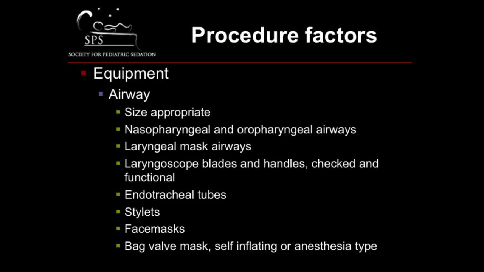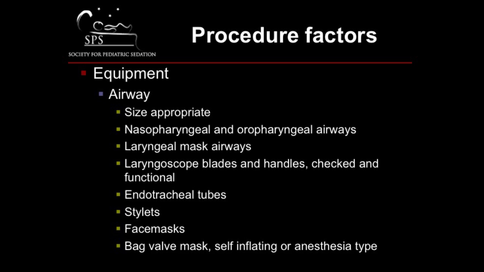A variety of airway equipment should be available at the sedation provider's disposal, all age and size appropriate for the patient in question. These include nasopharyngeal airways, or trumpets, oral airways, laryngeal mask airways, which are the ASA recommended rescue devices for patients who can neither be bag valve mask ventilated nor intubated successfully in an emergency situation. Additionally, laryngoscope blades and handles, endotracheal tubes, face masks, self-inflating or anesthesia style bags for hand ventilation, and so on. We should be able to answer the following questions for every sedation. What would we need available to manage apnea? What about laryngospasm? What would we need to intubate the child's trachea?